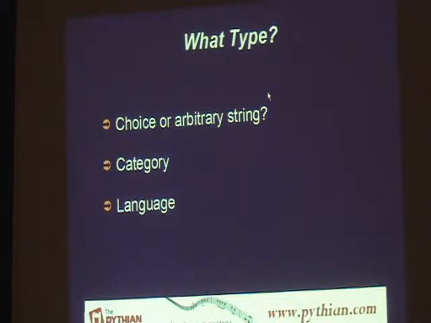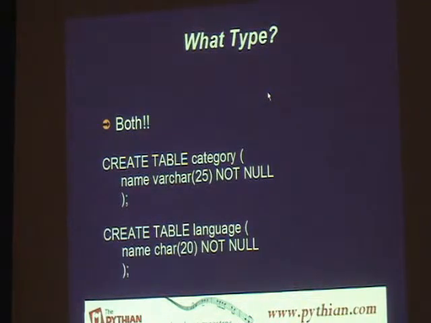All right. Well, stop. You're both right. We'll have a category. We'll have tables, right? So now it's not both, right? Because we're actually using an arbitrary string. We're just having it in the same function as enum or set because we're having a lookup table. So we're going to create tables for the category and for the language.